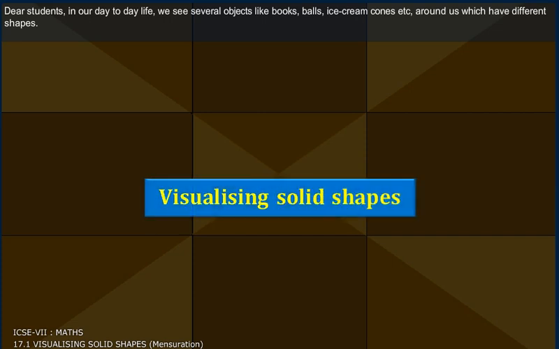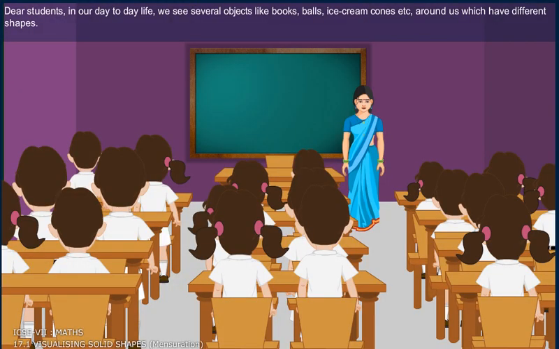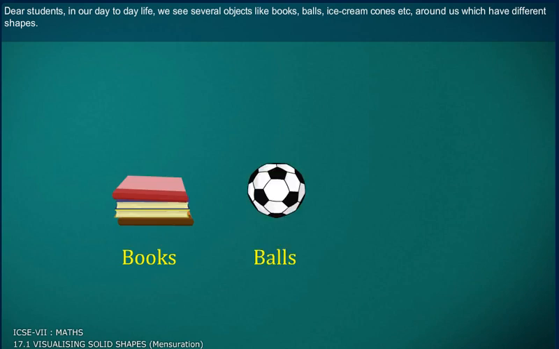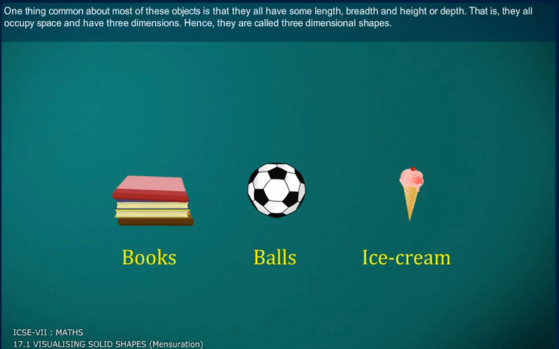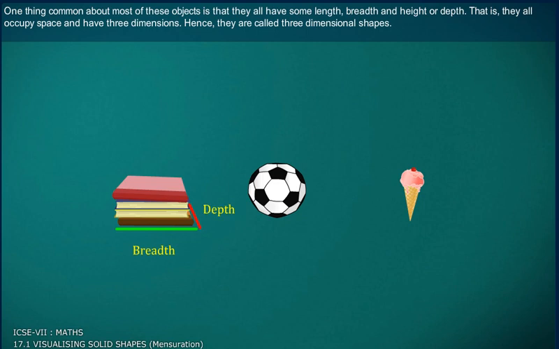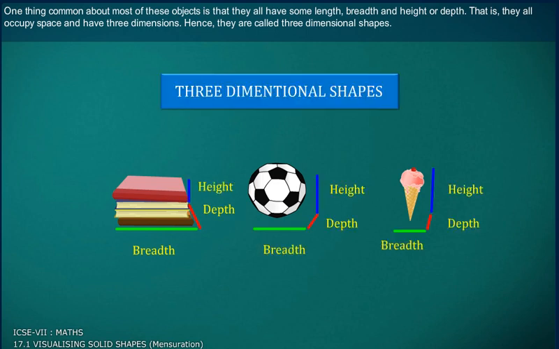Dear students, in our day-to-day life, we see several objects like books, balls, ice cream cones, etc. around us, which have different shapes. One thing common about most of these objects is that they all have some length, breadth, and height or depth. That is, they all occupy space and have 3 dimensions. Hence, they are called three-dimensional shapes.